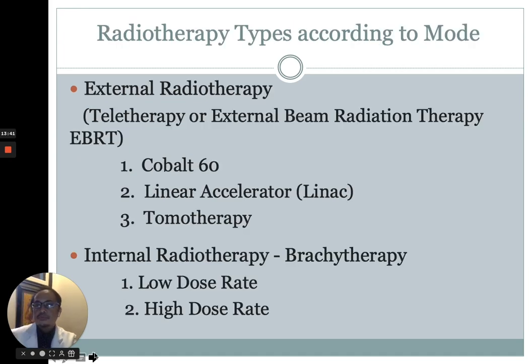Okay, so what are the two types of radiation therapy? So we have external radiation therapy wherein the radiation would be coming from a machine outside and go into the patient. Presently we have three machines for this. We have a Cobalt 60, this is the old machine. We have a linear accelerator, and we have the tomotherapy. And we also have internal radiation therapy, or what we call brachytherapy, where we have two kinds. We have a low dose rate and a high dose rate, wherein we put radioactive sources inside the patient's tumor.